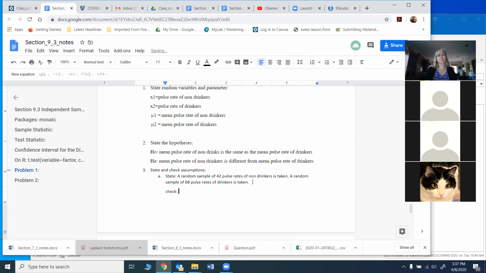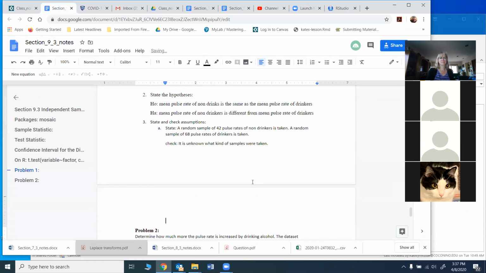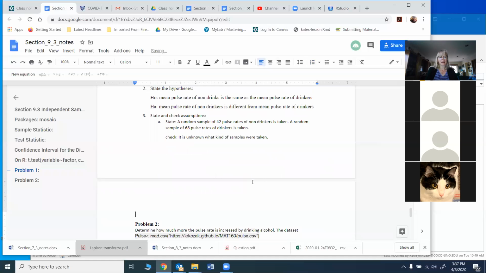And this is where I don't know. I have no idea how they took this data. I got this data off the internet. I don't know what they did with it. So I don't have an answer. So it is unknown what kind of samples were taken. So I can't answer that question, unfortunately. Now, the second assumption is a little strange assumption here. And that second assumption is that the samples are independent.